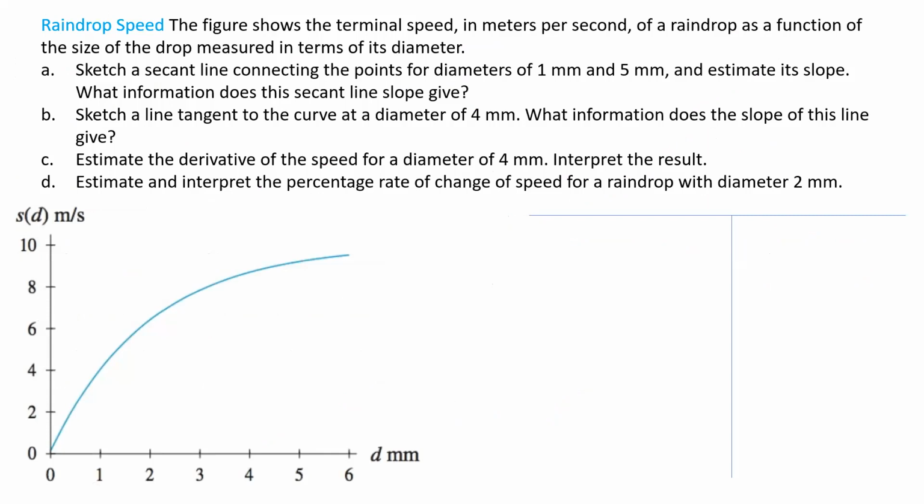All right, so the next one we're doing is raindrop speed. It says the figure shows the terminal speed in meters per second of raindrops as a function of the size of the drop, measured in terms of its diameter. So we're supposed to sketch a secant line connecting the points for a diameter of 1 millimeter and 5 millimeters and estimate its slope. What information does this secant line slope give?